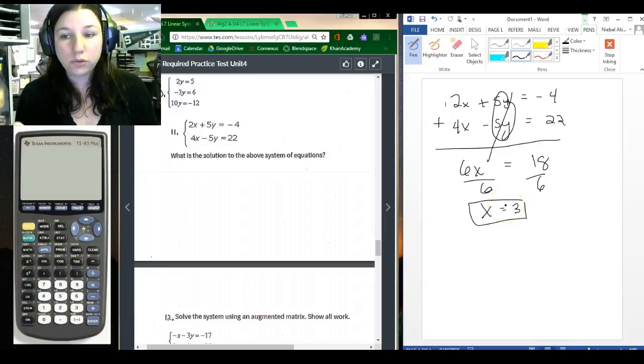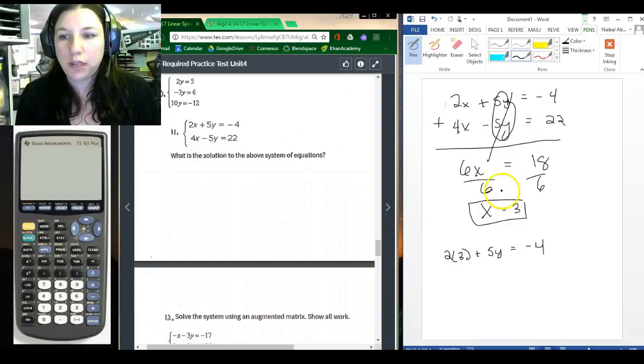And then it wants the solution. It's not enough just to find x, you need to also find y. So you can go back to either equation, 2x plus 5y equals negative 4, or you could use 4x minus 5y equals 22. I'm going to go with the first one, just because there's more positive numbers in there, and I think those are a little bit easier.